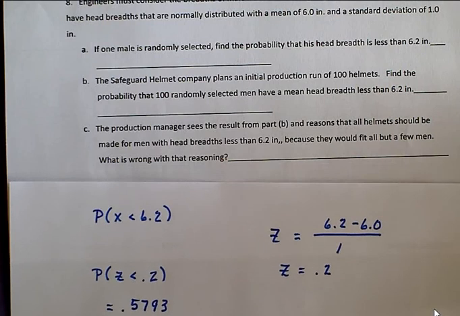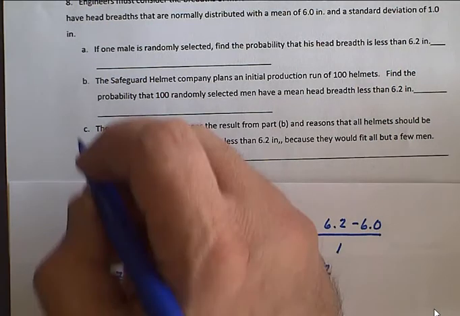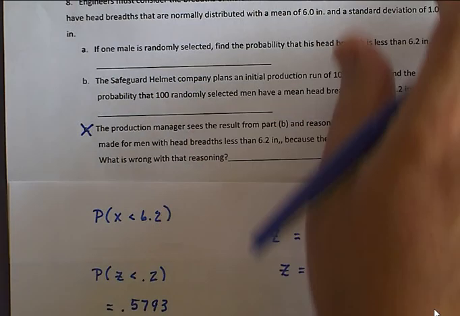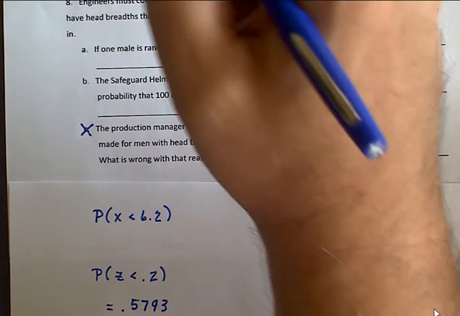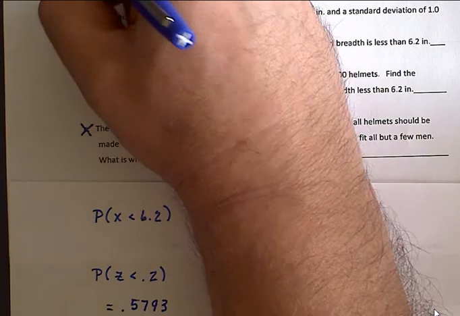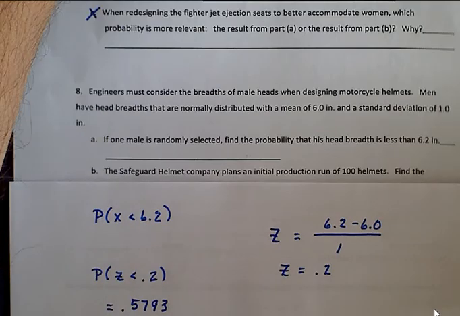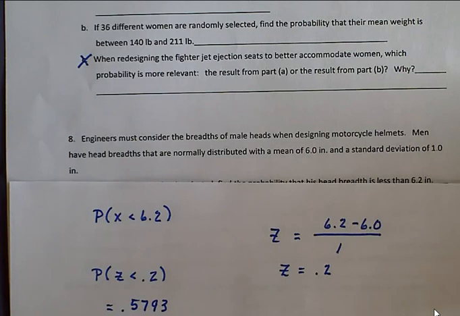And you can cross out part C. Same thing on number 7. Cross out part C on number 7 as well. So all I'm asking you to do is to perform the calculations.